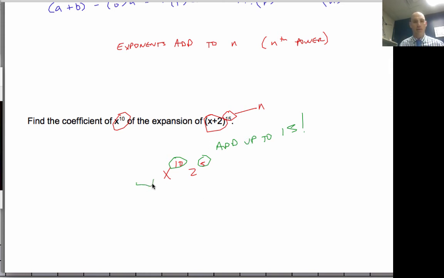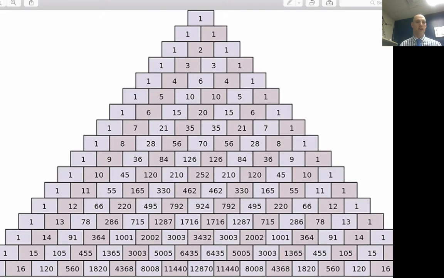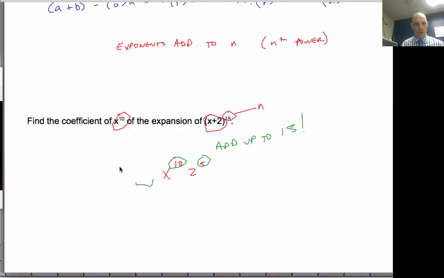How am I going to find my coefficient? Well, it's my x to the 10th term. So let's take a look here. I could go to the 15th line of my Pascal's triangle here, right? And so this is a to the 15th, 14th, 13th, 12th, 11th, 10th. So this is a to the 10th right here. So I know that this is going to be 3003.